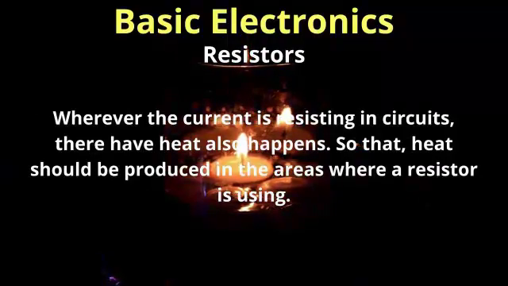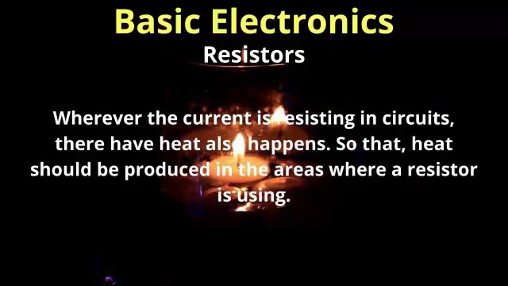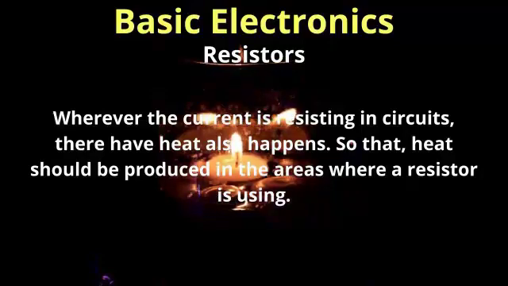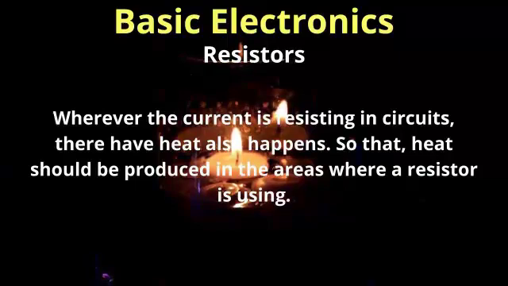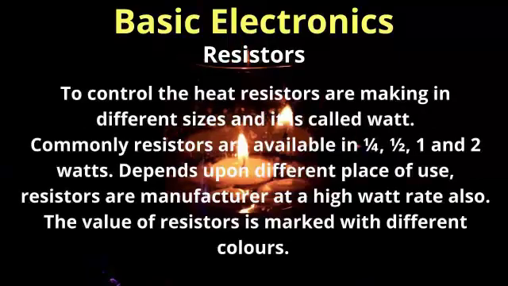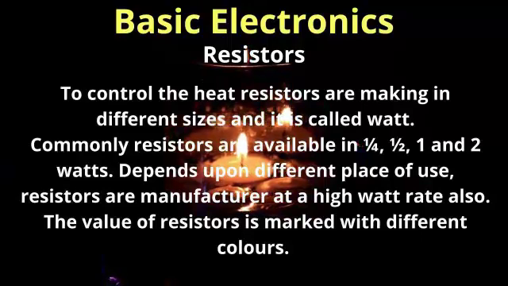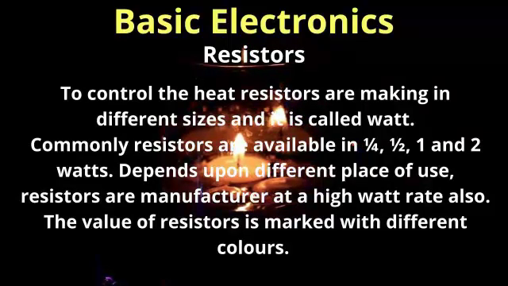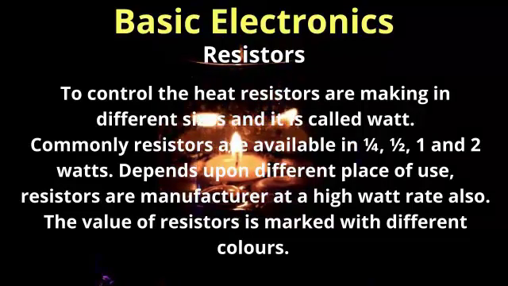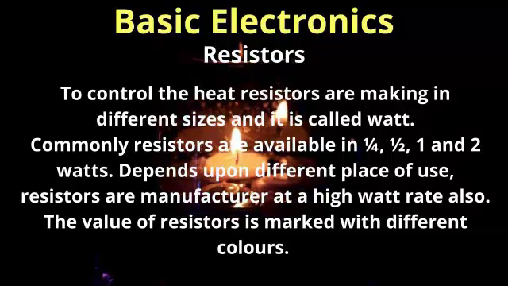Wherever the current is resisted in circuits, heat also happens. So that heat should be managed in the areas where a resistor is used. To control the heat, resistors are made in different sizes, and it is called watt. Commonly, resistors are available in 1/4, half, 1 and 2 watts. Depending upon the place of use, resistors are manufactured at a high watt rating also.